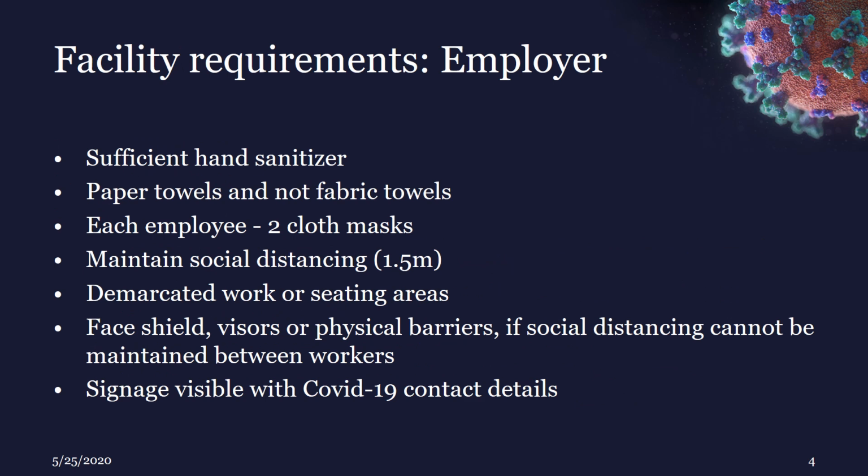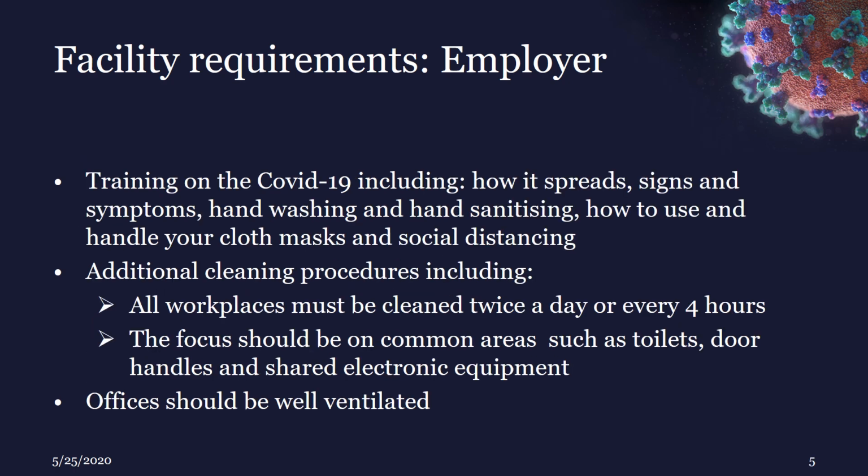Facility requirements. The workplace must ensure that there are sufficient hand sanitizers, paper towels, and not fabric towels. Each employee must be supplied with 2 cloth masks. As far as possible, ensure social distancing of 1.5 meters between workers, demarcating working or seating areas. Supply the workers with face shields, visors, or physical barriers if a social distance of 1.5 meters cannot be maintained between workers. Signage of COVID-19 contact details must be visible.